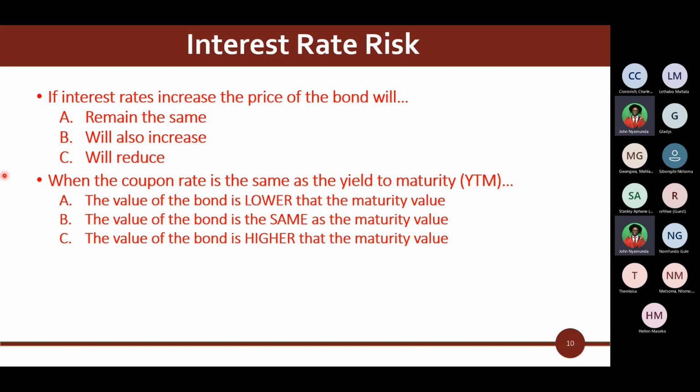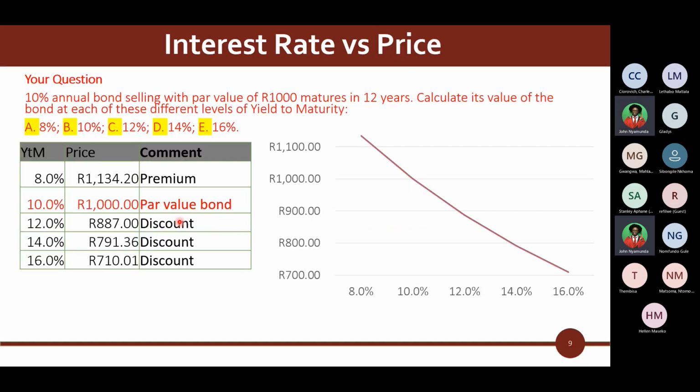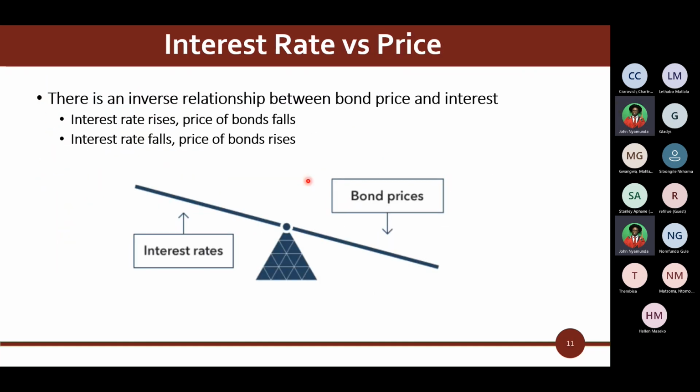1A, 2B. Okay. So ladies and gentlemen, if interest rates increase, because we said it's an inverse relationship, the price of the bond will reduce. Then when the coupon rate is the same as the yield to maturity, the value of the bond is the same as par. That's what we saw here: a par value bond, because the yield to maturity was the same as the coupon. Important. So this is the inverse relationship. When interest rates rise, the price of the bond falls. When interest rates fall, the price of the bond rises.